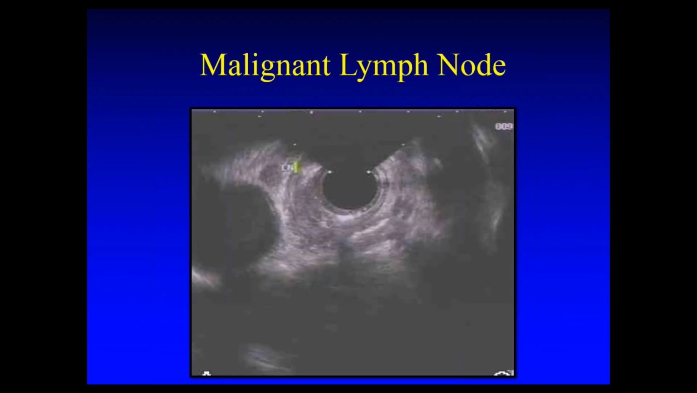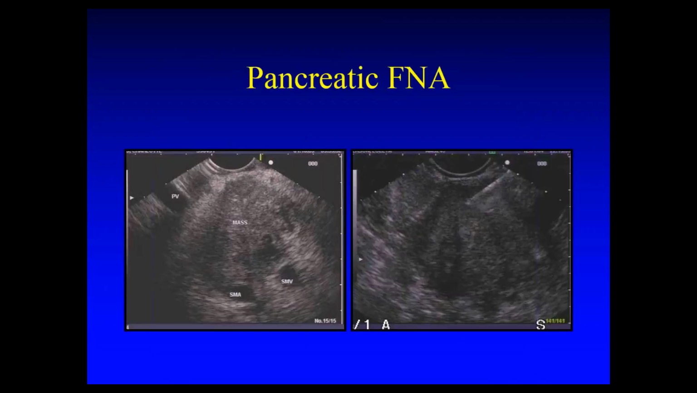EUS is also very good to detect lymph nodes in the mediastinum. Here you can see at about 9 o'clock there is a 6 to 8 millimeter lymph node. On the left is an example of a pancreatic mass in the head of the pancreas that is invading the portal vein, SMA, and SMV. On the right, you see that there's a needle going through this mass to obtain a biopsy.